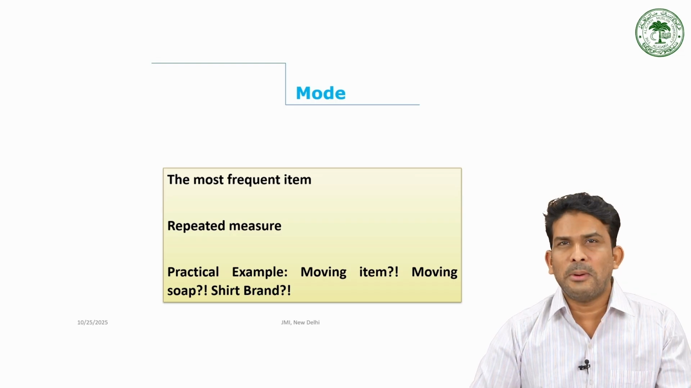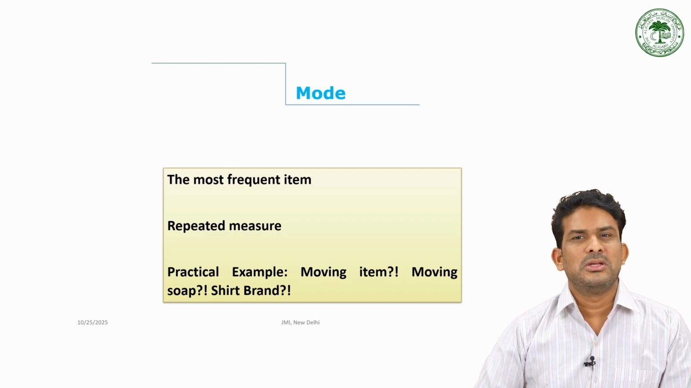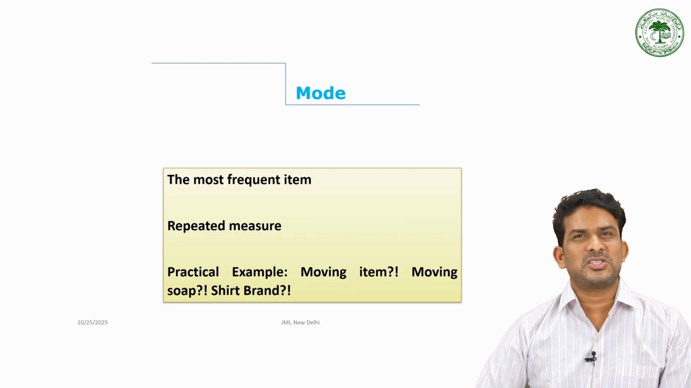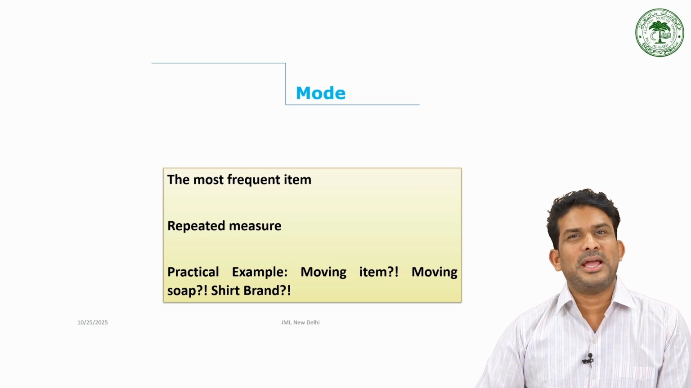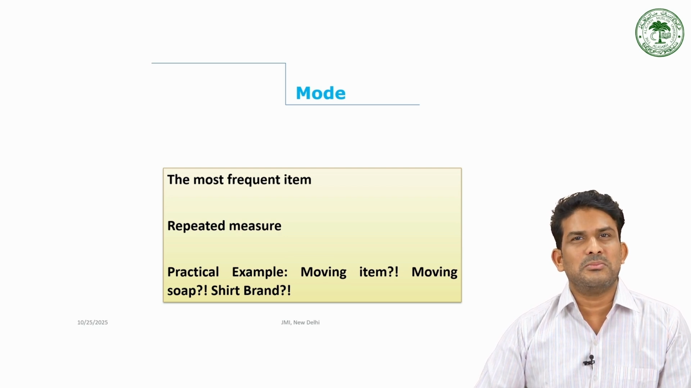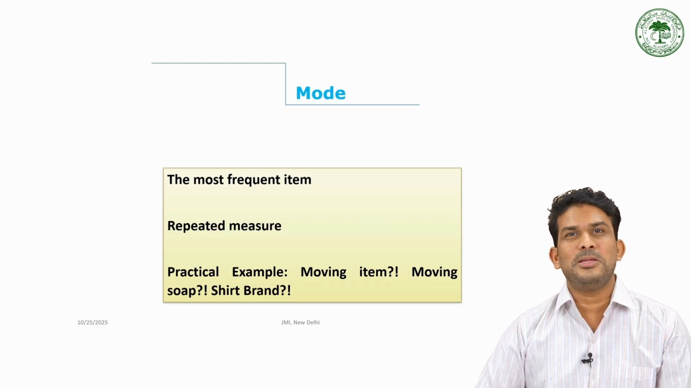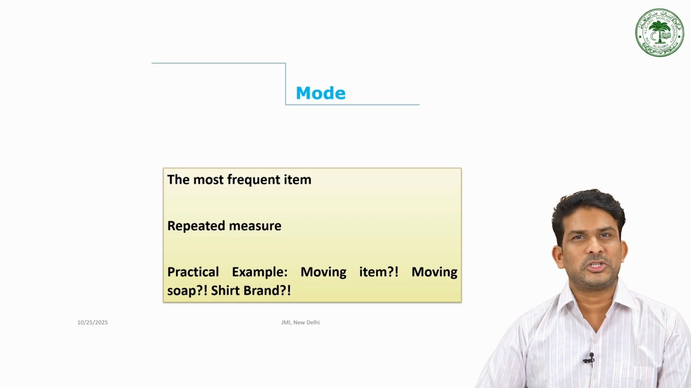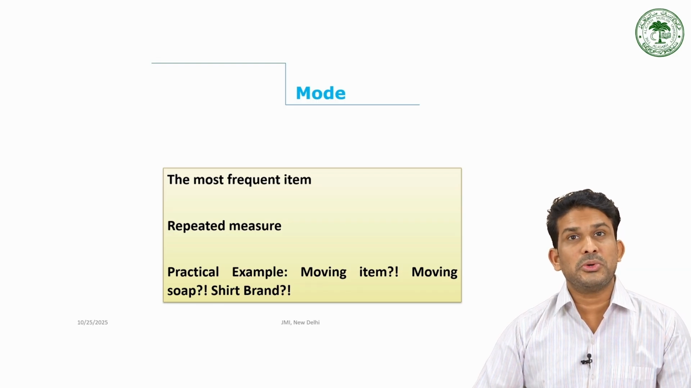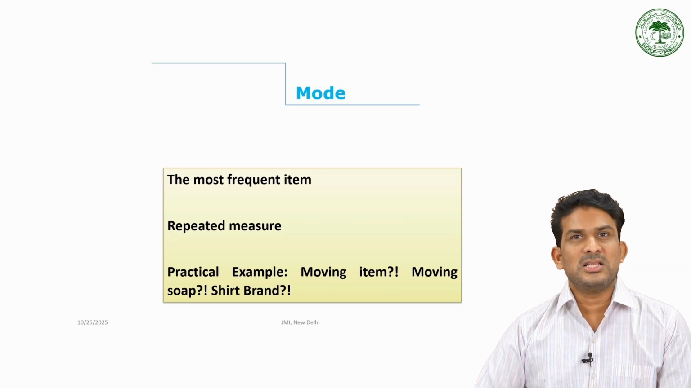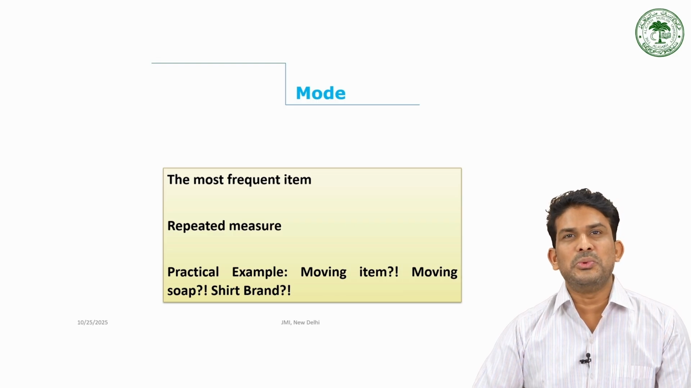Suppose you don't know about a product, you're just going to a shop, then asking what is the most moving item, what is the trendy item, what item is commonly purchased by many people from that shop. People buy the soap. Can you suggest it to me? Because the item is new to you.